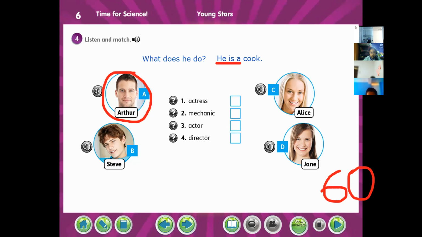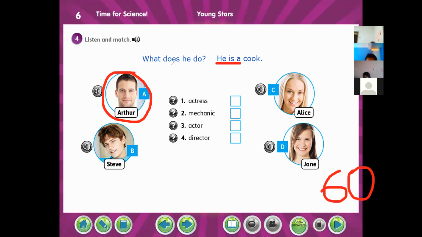Jacob, what does Arthur do? Teacher, Arthur is mechanic. Sorry, it's not correct. Listen one more time, huh? Listen, the audio, pay attention to the audio.